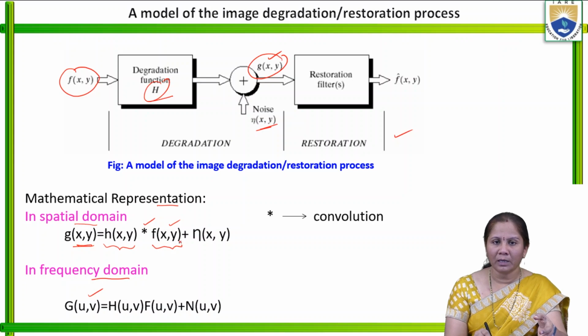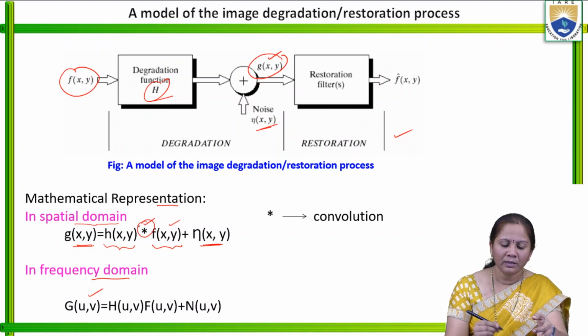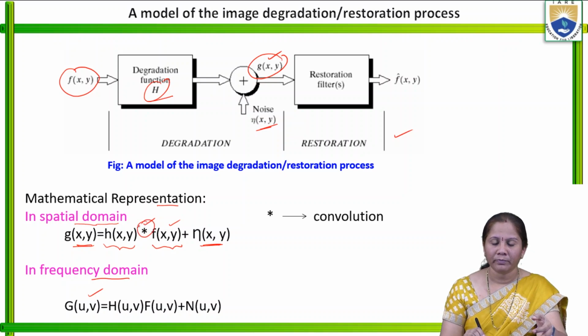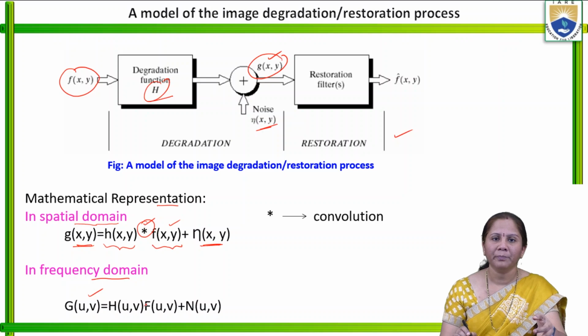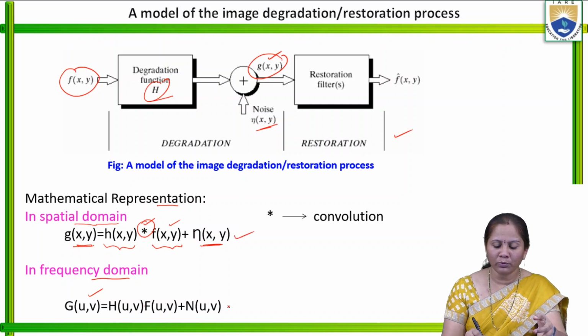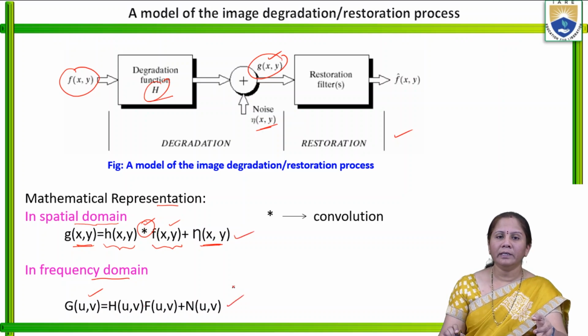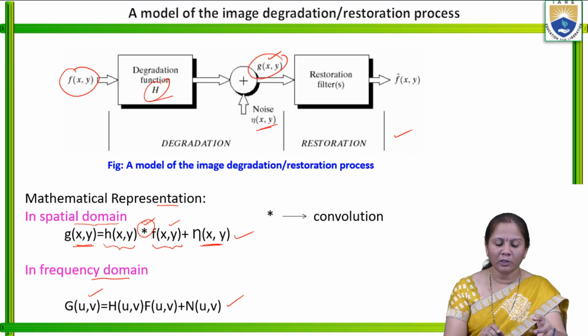So here f of x comma y will be represented as F of u comma v in the frequency domain, and similarly this additive noise is represented as N of u comma v in the frequency domain. While representing in the spatial domain, we will have convolution. If it is converted into the frequency domain, the convolution will become multiplication.